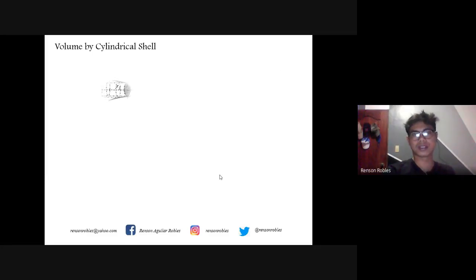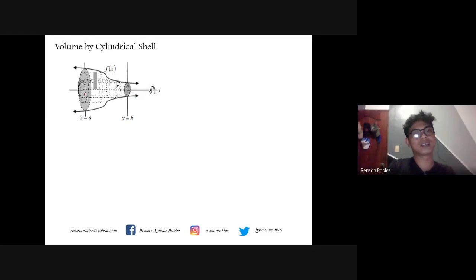So this is the cylindrical method, and you look how I divide the solids into these cylinders. Okay, so again, this is the region. I used the same region earlier, bounded by the curve y equals f of x, the line L, and the two vertical lines x equals a, x equals b. And we take one representative element.